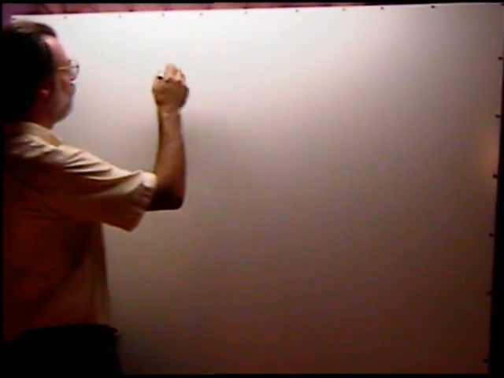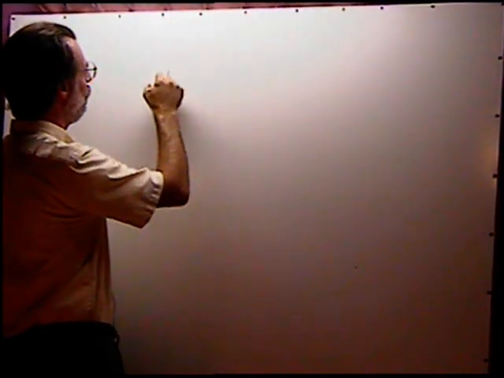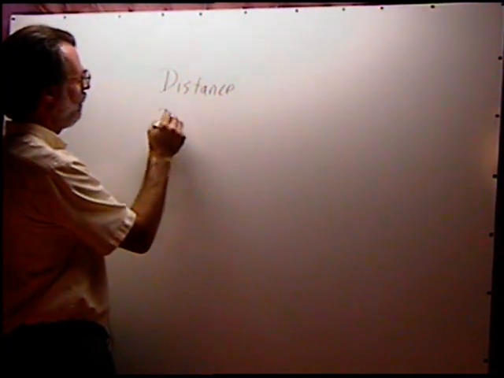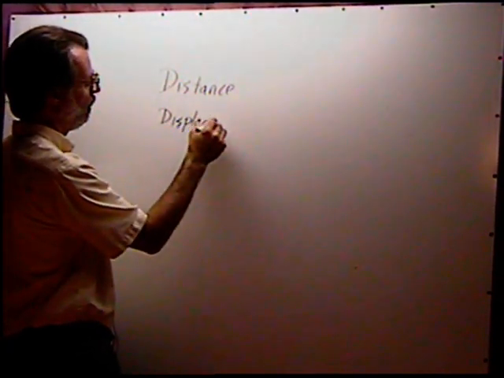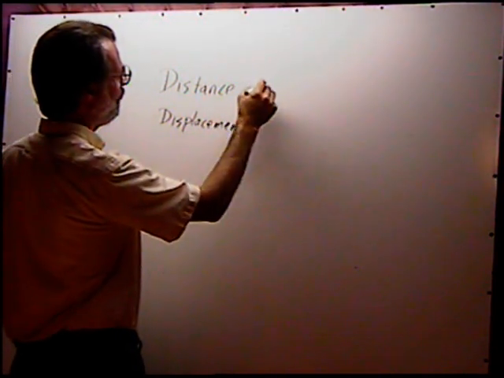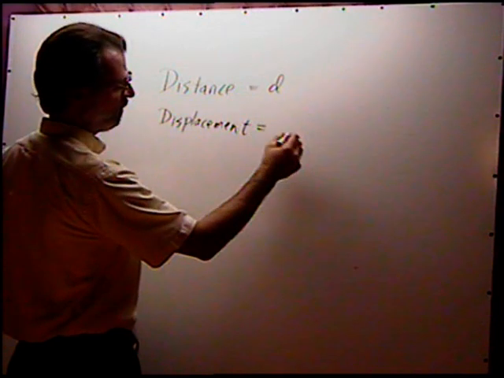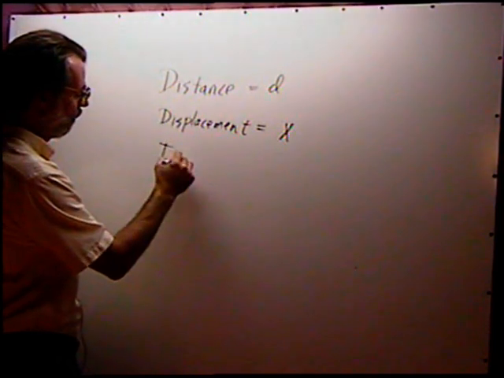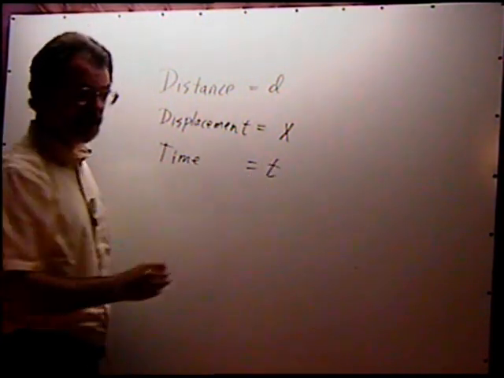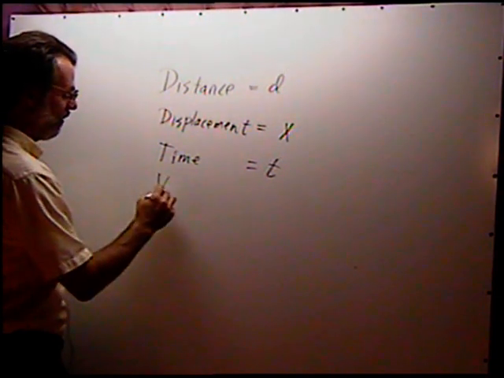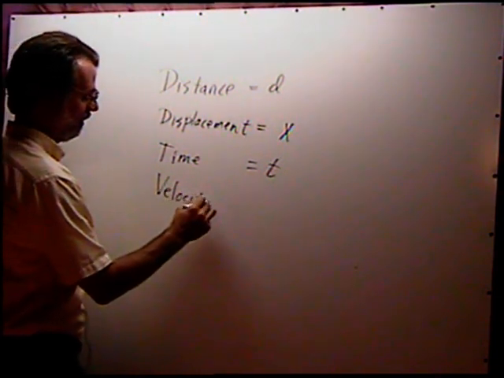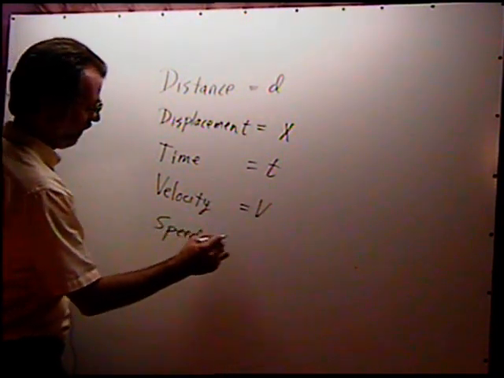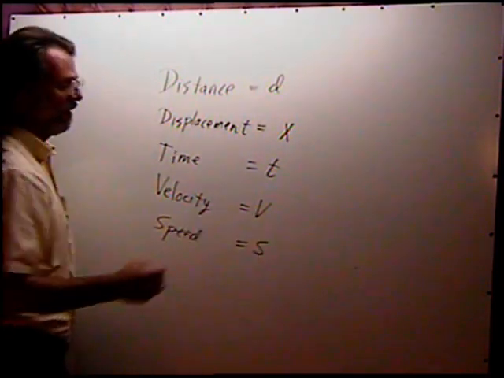The main quantities we're going to be talking about in this chapter are distance and displacement. We'll talk about distance, d. Displacement, typically we'll say is x. We're going to talk about time. We'll give it the symbol t. We're going to talk about velocity, symbol v, and speed. Maybe we'll use the symbol s for speed.